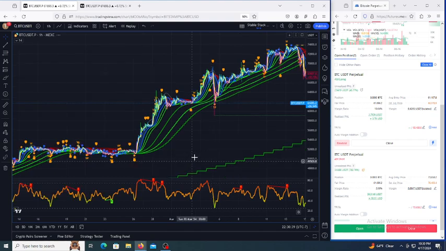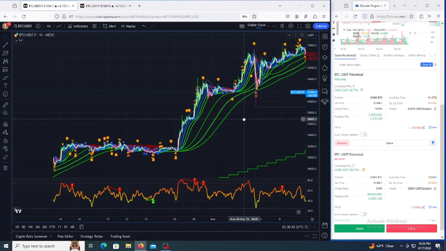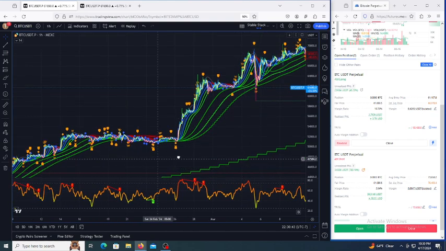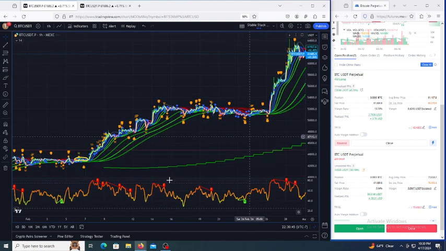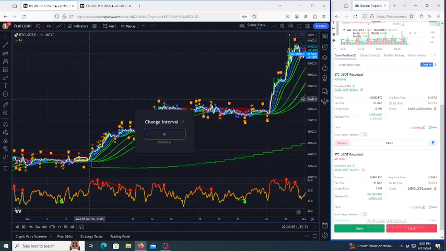Okay, so same thing. Right here, divergence, and then it made a little M right there. Okay, let's go to the 30-minute.